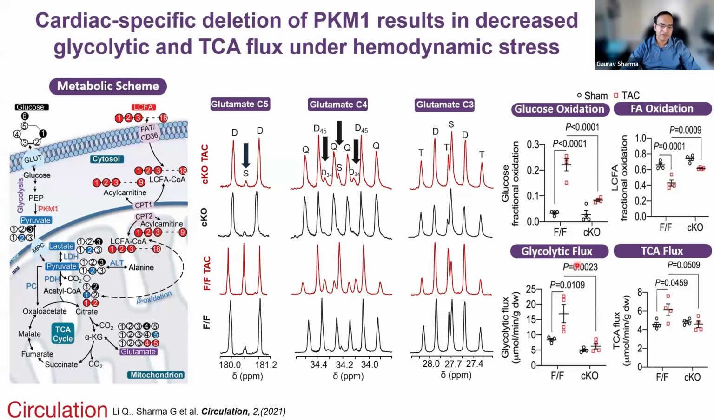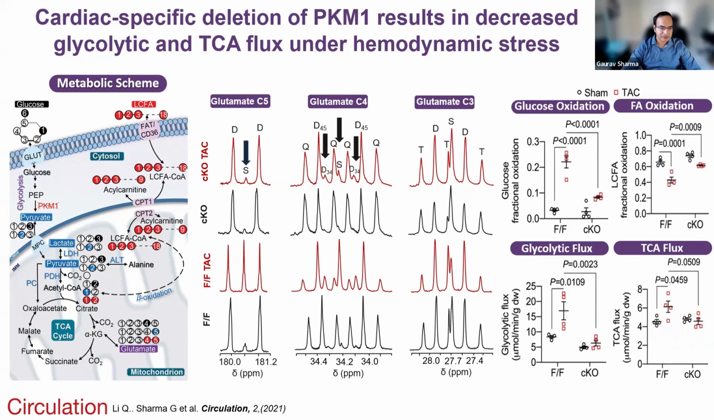Whereas the glycolytic flux follows the same trends as the glucose oxidation. And for the TCA cycle flux, you will see an increase in the TCA cycle flux in the TAC model in both control and knockout. However, the effect is more in the case of the control compared to the knockout.